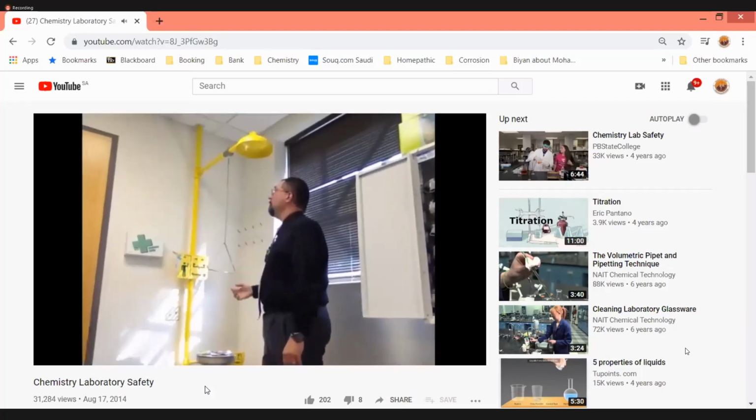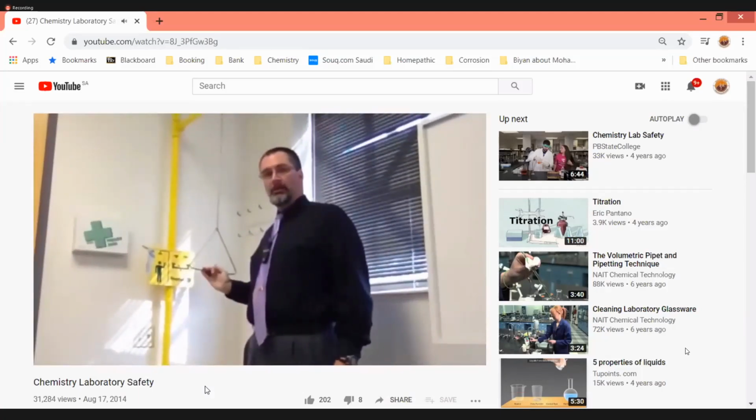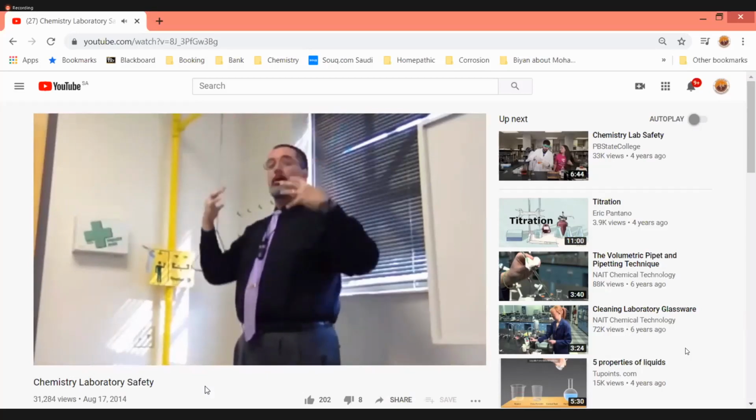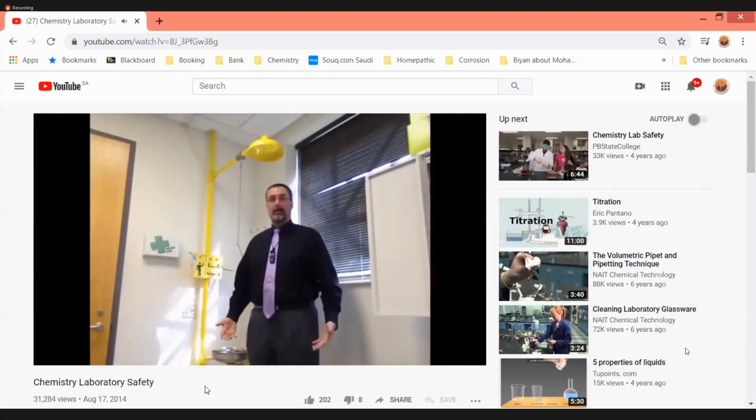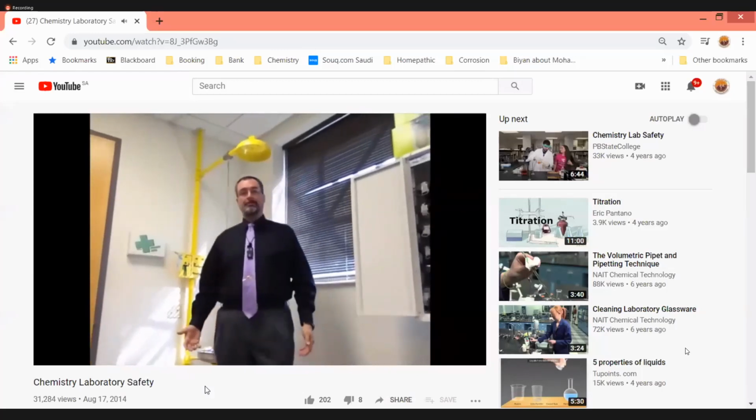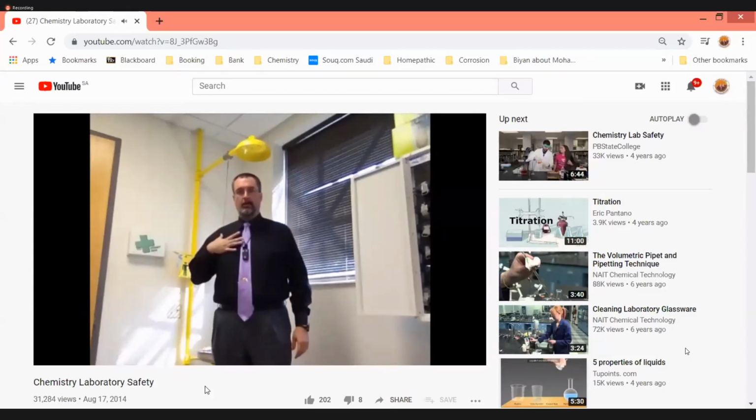Safety shower is very simple. You just stand underneath it, you pull this handle, and a huge amount of water comes down to soak you, to help dilute any chemicals that might be on your skin. It's important to take off the affected clothing that might have chemicals on it, holding it against your skin. So that's an important part of this.